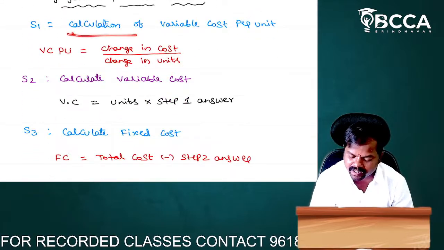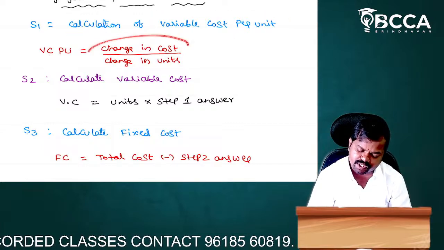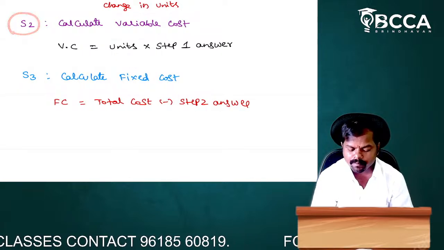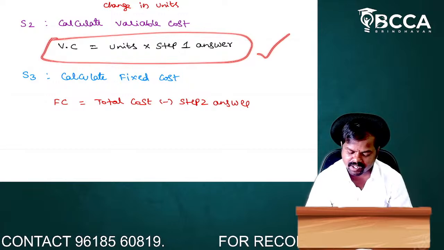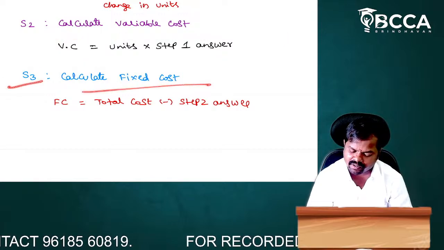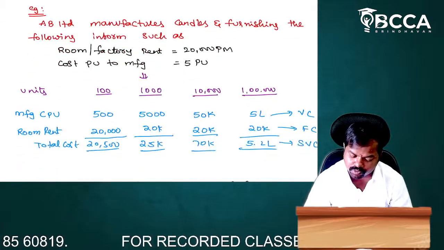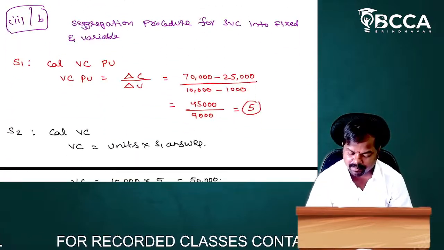Step number one, calculate variable cost per unit. Variable cost per unit is equal to change in cost divided by change in units. Step 2, calculate variable cost. Variable cost is equal to units into step 1 answer. Step 3, calculate fixed cost. Fixed cost is equal to total cost minus step 2 answer. We discussed with the help of an example.